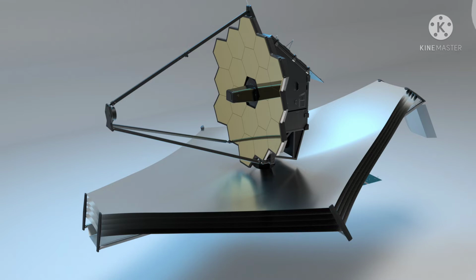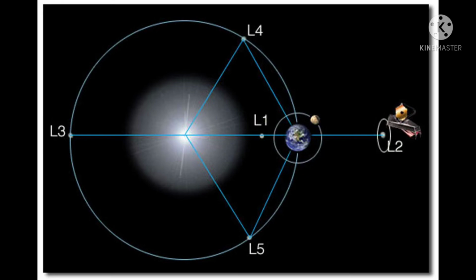The point where Webb is installed is known as Lagrange 2, L2. It's the point where the gravity of the Sun and Earth is balanced. It is a stable point where an object does not get away from the Earth and Sun. The object will go around the Sun at exactly the same rate as Earth does.